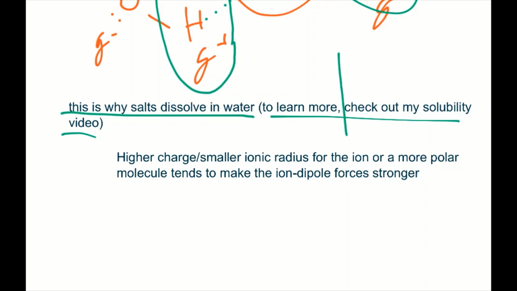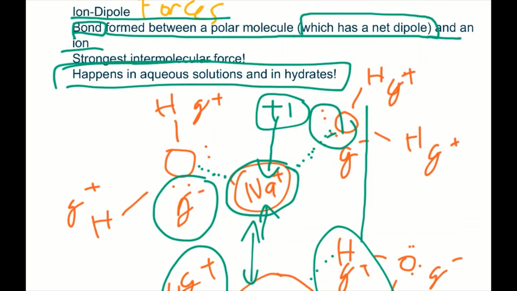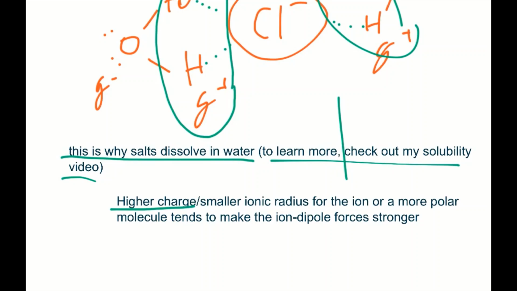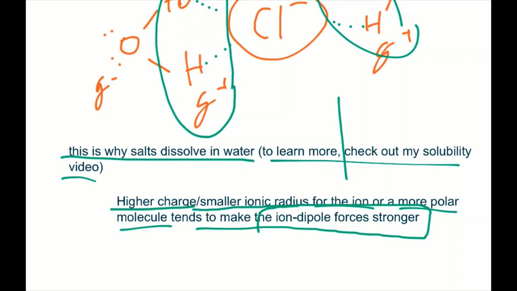Now, how do you make these ion-dipole forces stronger? Well, a higher charge on the cation or anion, or a smaller ionic radius for the ion, or a more polar molecule, tends to make these ion-dipole forces stronger. So again, borrowing the ideas of Coulomb's law.